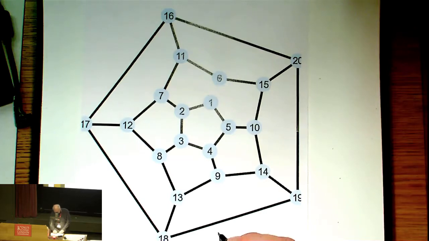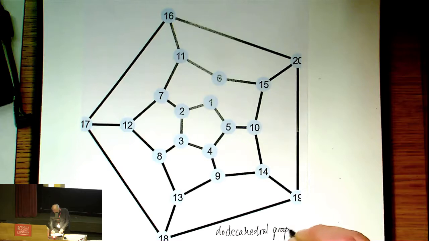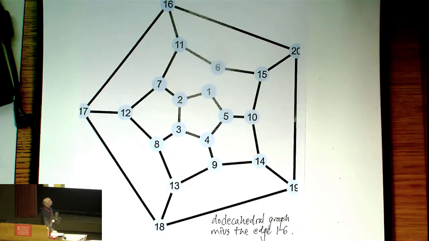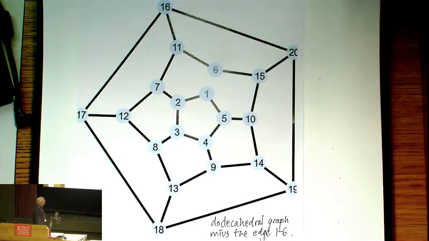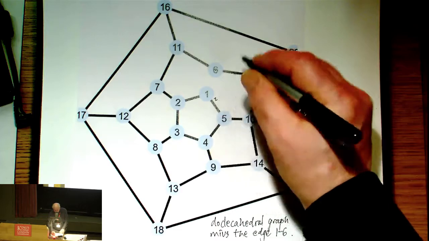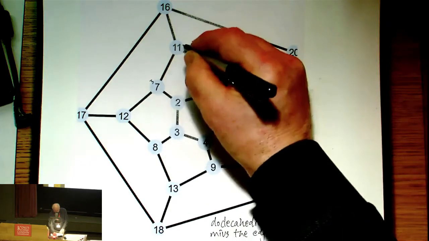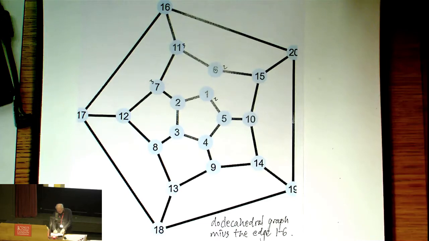So this graph is essentially the dodecahedral graph. It's the edges and vertices of a dodecahedron with pentagonal faces, minus one edge. With this numbering, the edge I've removed is the one joining 1 to 6. So it's not regular because I've removed this edge. This has vertex degree 2. This has vertex degree 2. All the other vertex degrees are 3. So it's not regular.